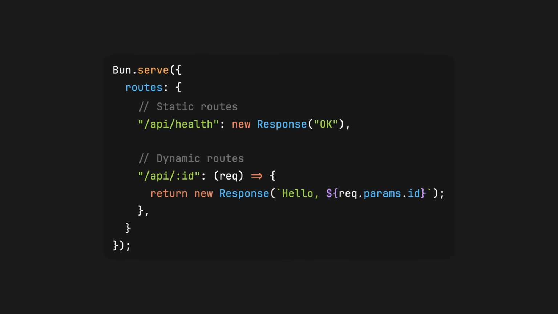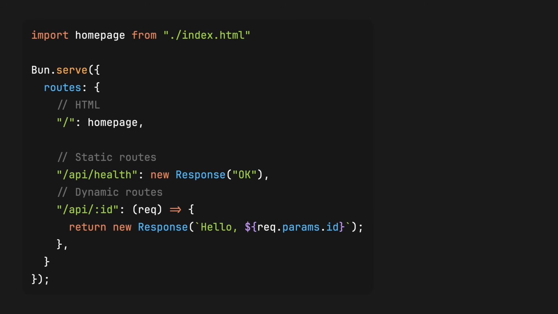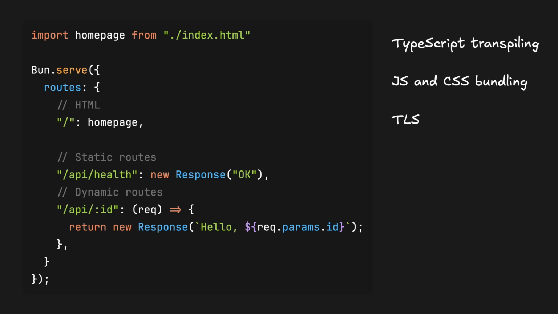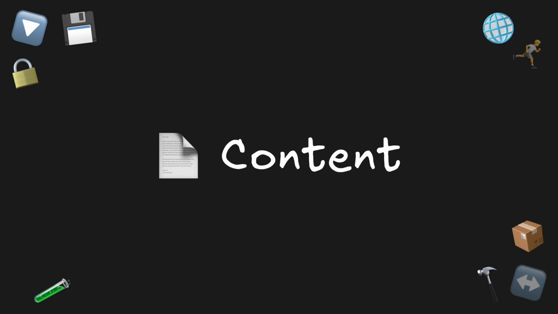It's also trivial to serve HTML. Just import your HTML page and return it from a route. You can similarly serve other files like images. Congratulations, you now have a full-stack web server that automatically handles TypeScript transpiling, JS and CSS bundling, TLS, and hot module reloading. Oftentimes, you'll want to parse different content files to affect what you're serving.